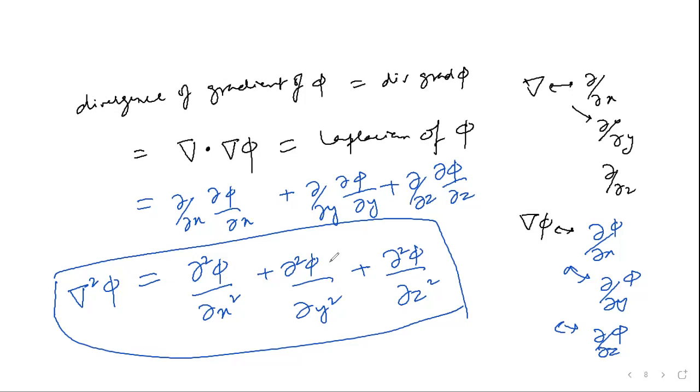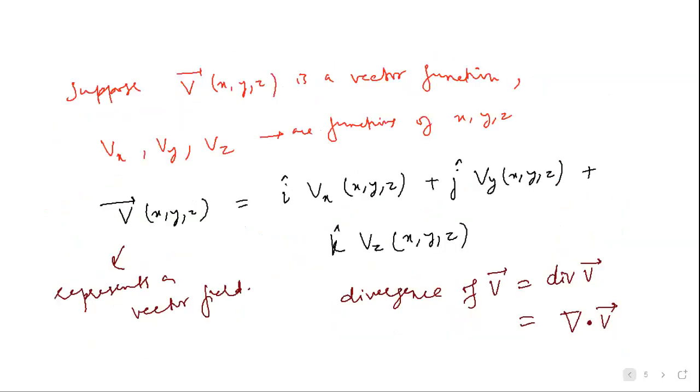Second order partial derivative of φ with respect to y, second order partial derivative of φ with respect to z. So it is called Laplacian of φ, and it is a scalar or vector? It's a scalar, a dot product of two vectors, sort of. So it's called Laplacian of φ. It is a scalar, right?